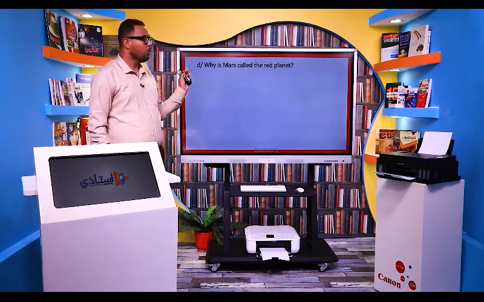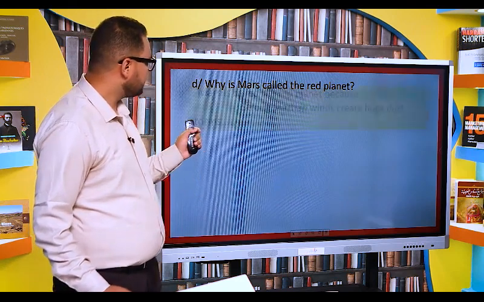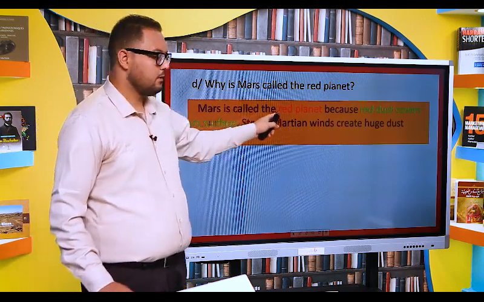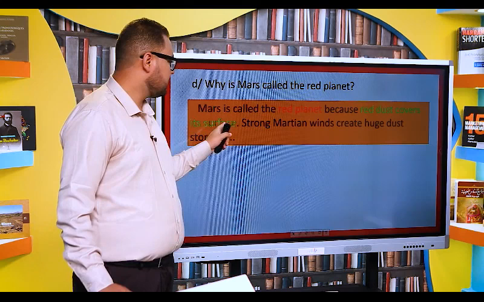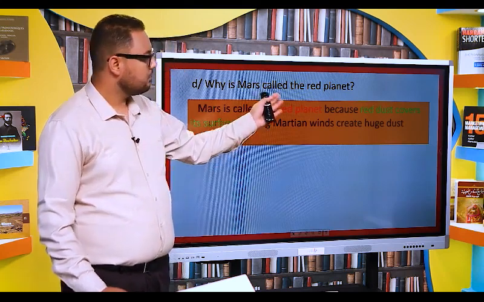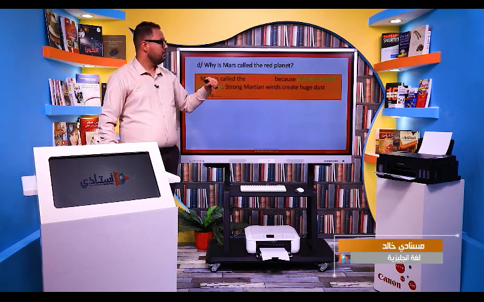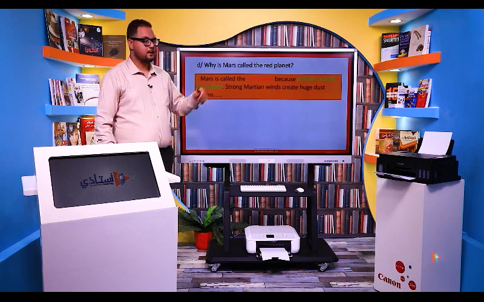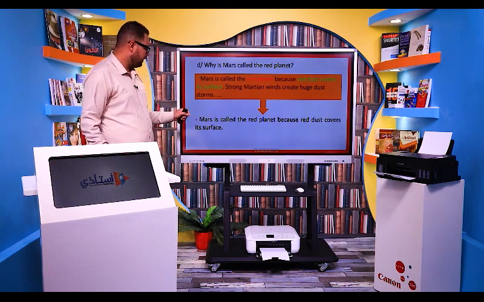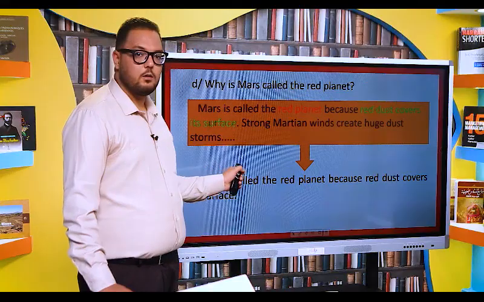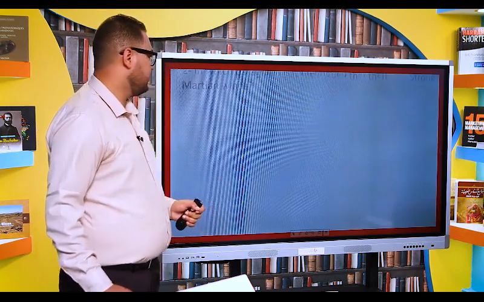Question D: why is Mars called the red planet? From the text, Mars is called the red planet because red dust covers its surface. Strong Martian winds create, etc. So the reason here for the name red planet is the red dust which covers Mars's surface. The full answer here: Mars is called the red planet because red dust covers its surface.